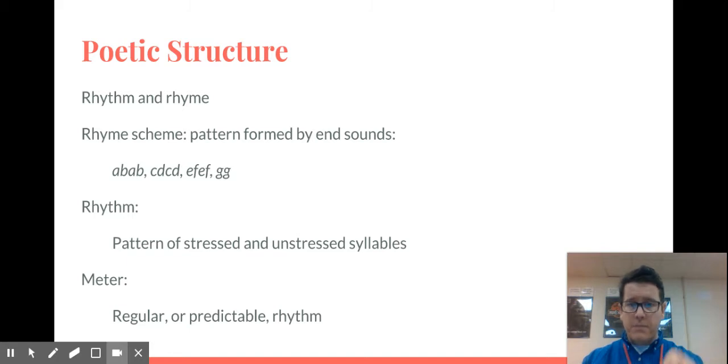Now, rhythm is a pattern of stressed and unstressed syllables. All speech, all writing has rhythm. But when you organize that rhythm, when you make it into a specific, regular, predictable pattern, that becomes meter. One of the most common meters is iambic pentameter. Shakespeare wrote in iambic pentameter all the time, and we'll get more into that when we start dealing with Shakespeare.